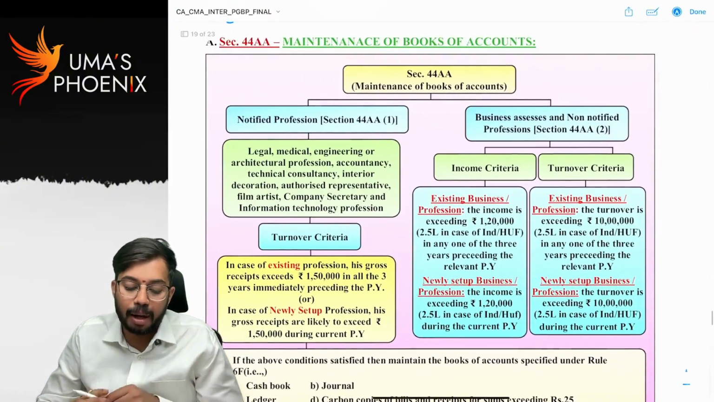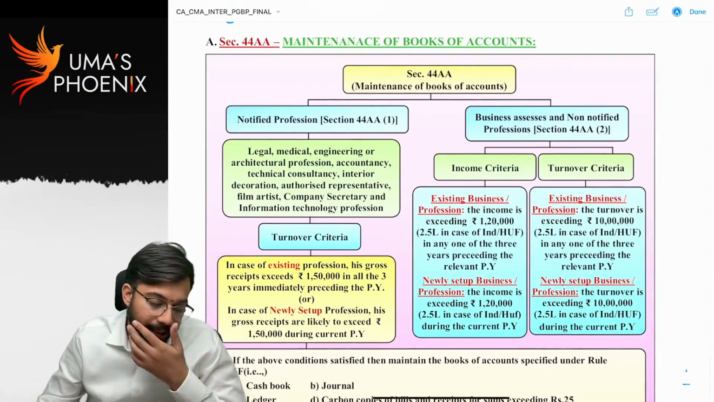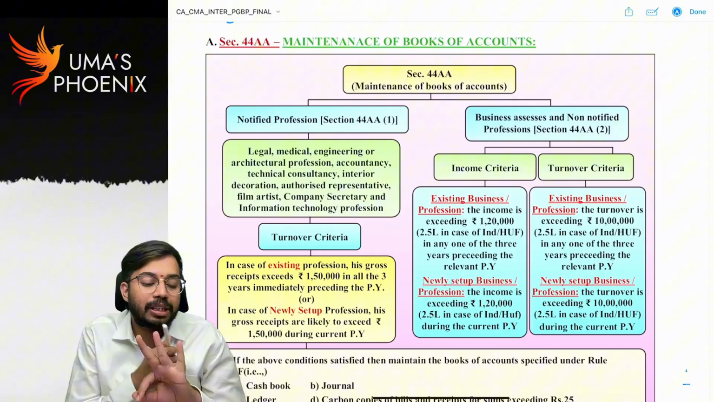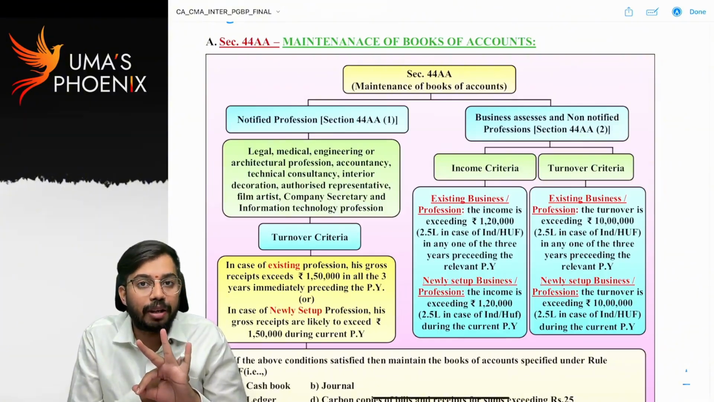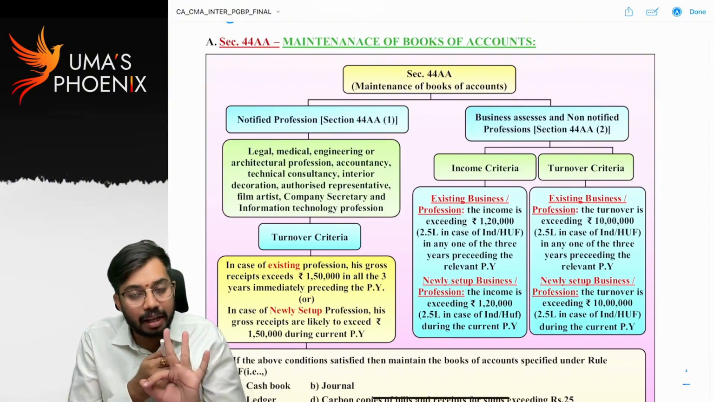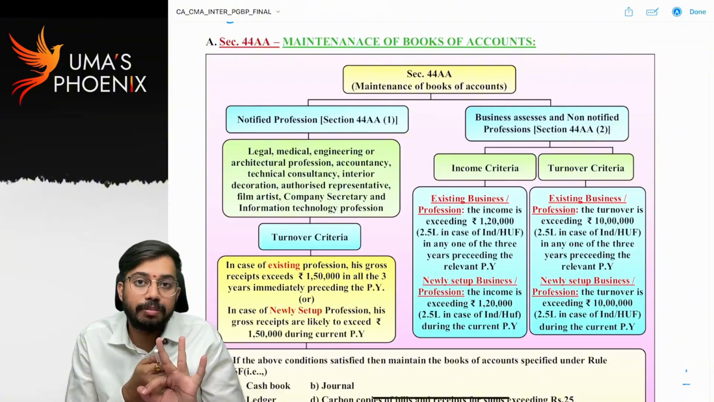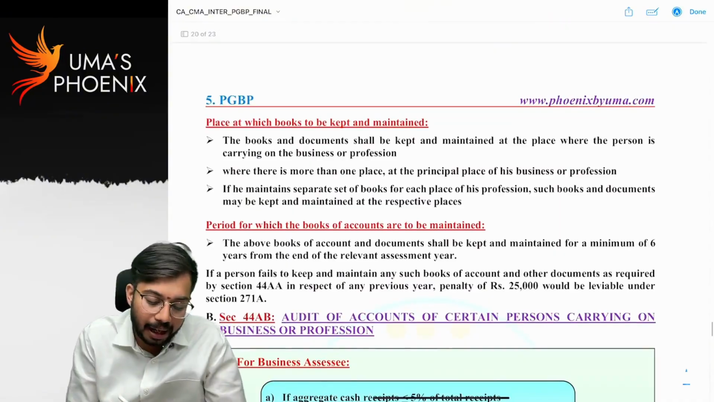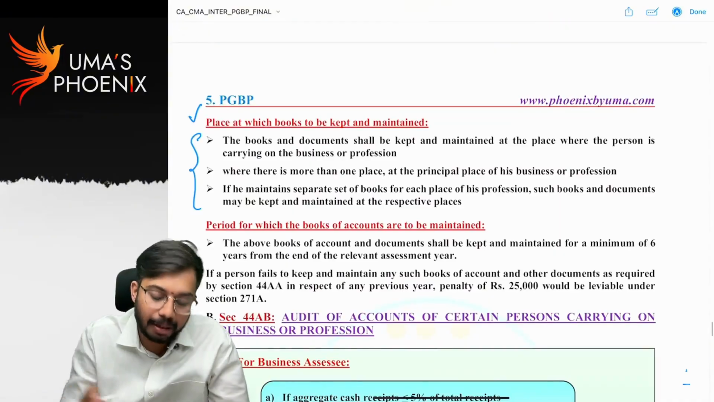Next, 44AA, maintenance of books of accounts. 44AA basically answers 3 questions. First question is, what are all the books of accounts that are required to be maintained? Second question is, place where books of accounts are required to be maintained. Third question is, period for which books of accounts are required to be maintained. First, I will discuss the place where books of accounts are required to be maintained.